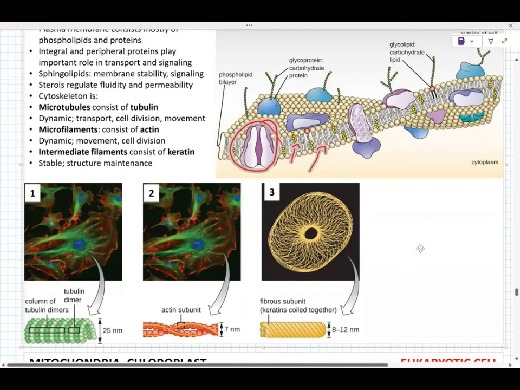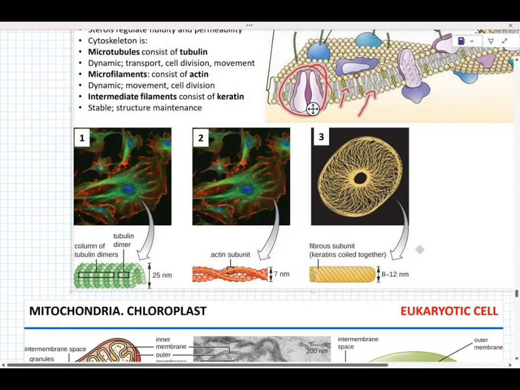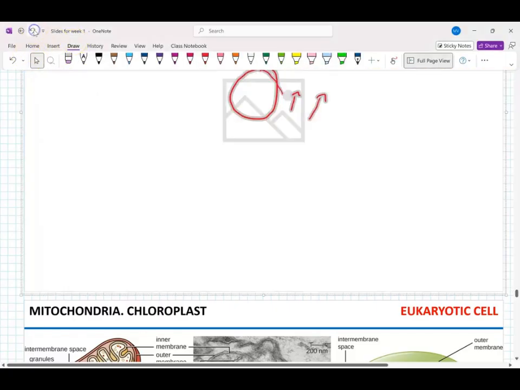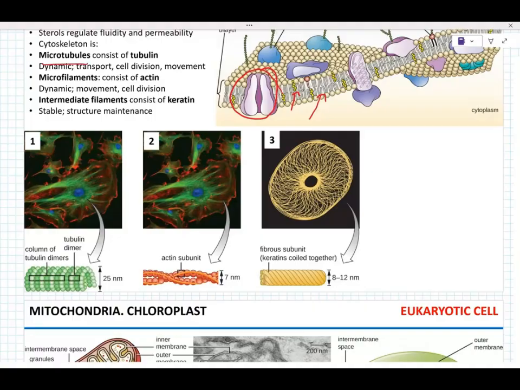Now, what about the maintenance of the cell shape? What about the cytoskeleton? So the cytoskeleton in eukaryotic cells consists of microtubules, for God's sake, that are made out of tubulin. Okay. Microtubules are dynamic, which means they can be destroyed and rebuilt. They're important for intracellular transport, for movement of cells, and for cell division.